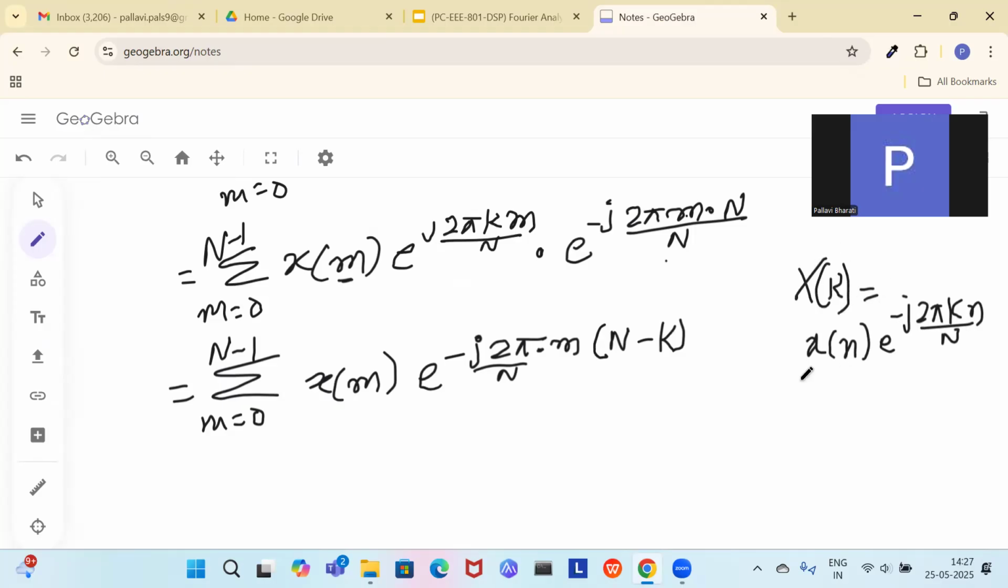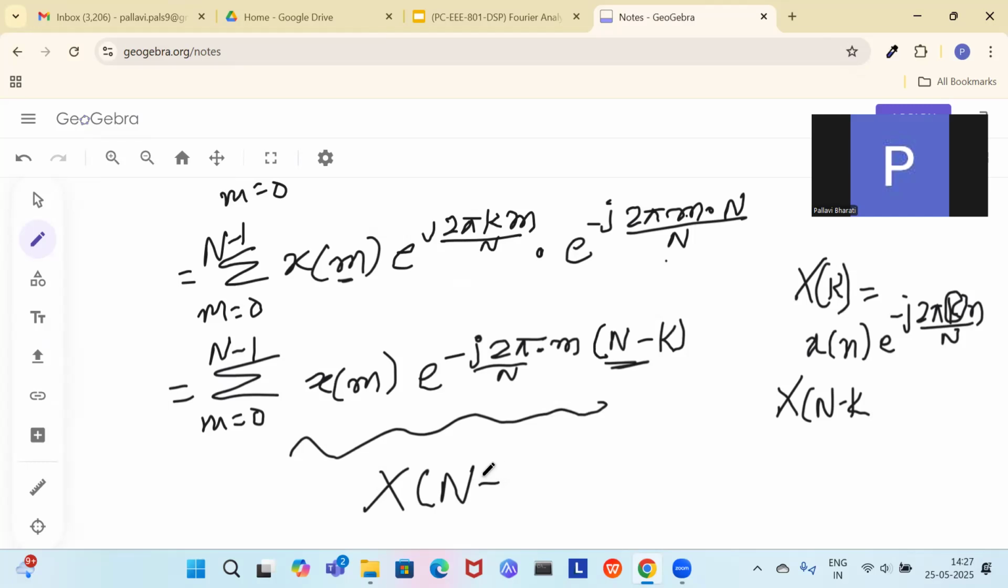Now, if I write it x of n minus k, then at the place of k, I will have n minus k. This is what it is given here. So this full thing is basically capital X n minus k. And this way we have proved it. So if you reverse in time, it is going to get reversed in the Fourier domain also. And that is, the reversal will be according to this capital N. This is the first thing.